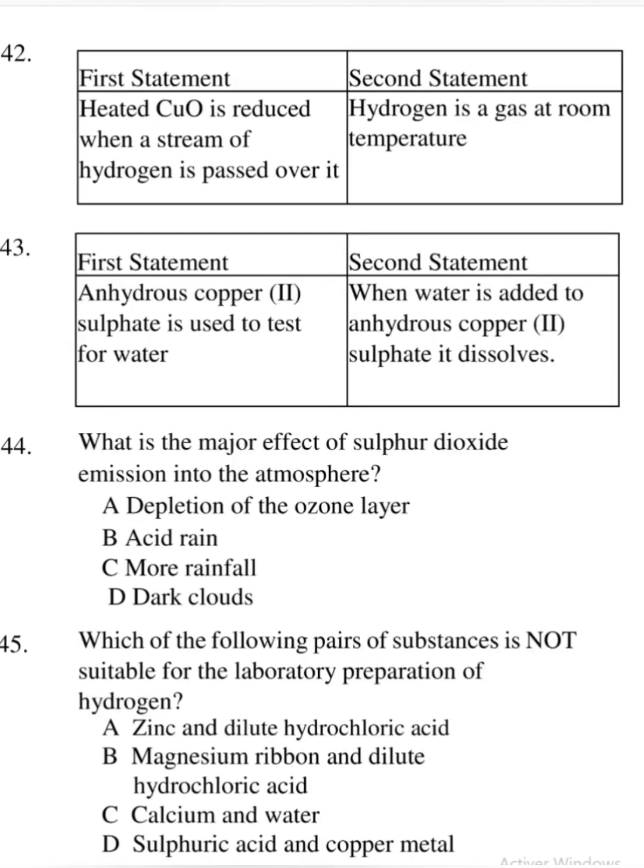In number 42, the first statement says heated copper II oxide is reduced when a stream of hydrogen gas is passed over it. That is true. Hydrogen is a gas at room temperature. That is also true. So both statements are true, and the second is not explaining the first. So we have B as the correct option.